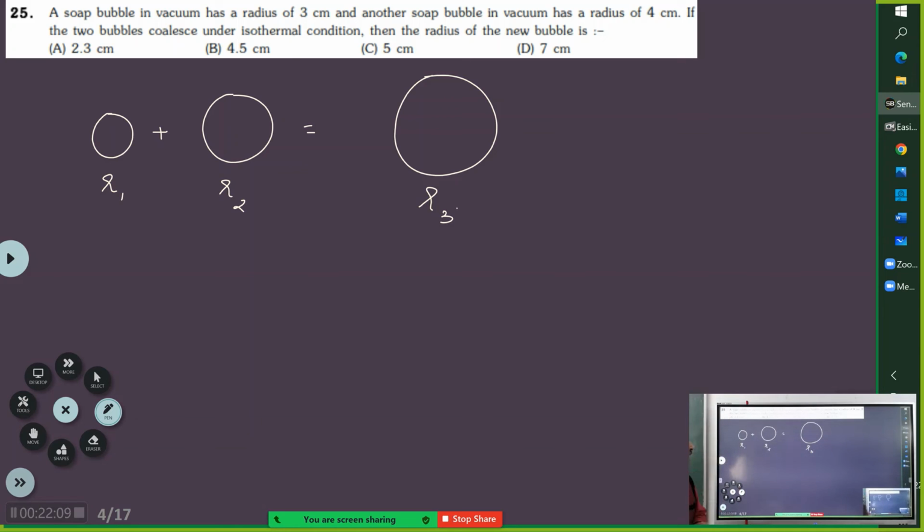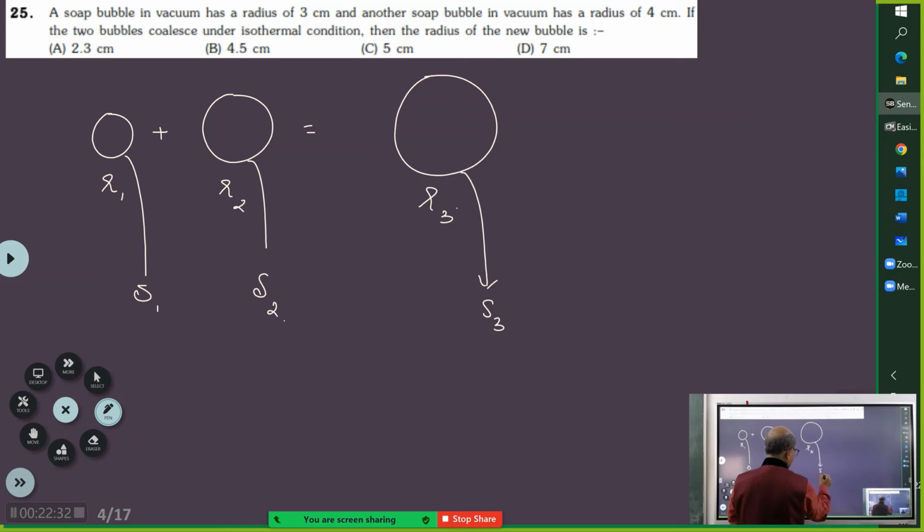So what exactly happens here? The bubbles have some particular amount of energy. So this has got energy S1 and this has got energy S2. They combine and there will be no change. The resultant energy should be equal to the sum. Because it is isothermal condition, energy is conserved. So you just have to add these two to get its energy. And the surface tension is also the same, because the substance is common.